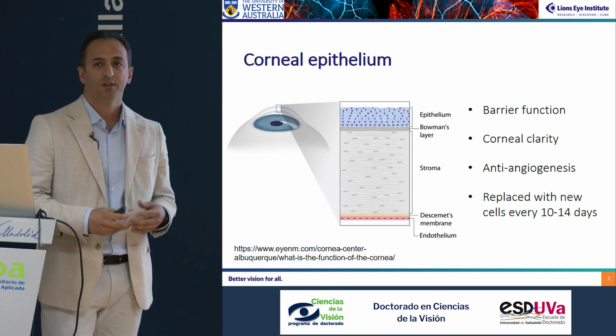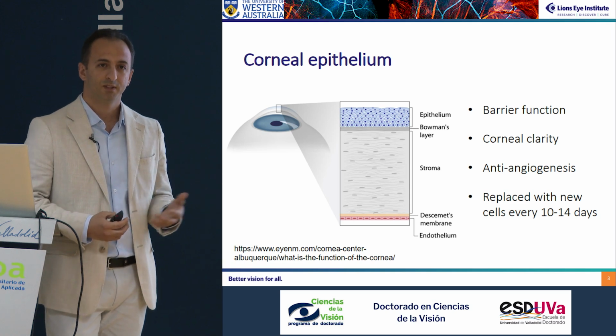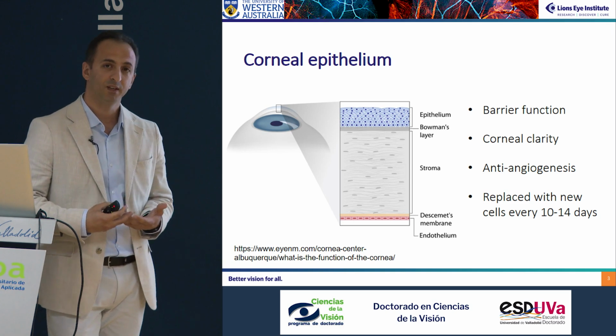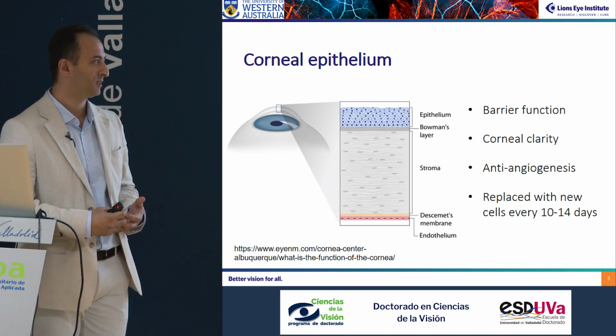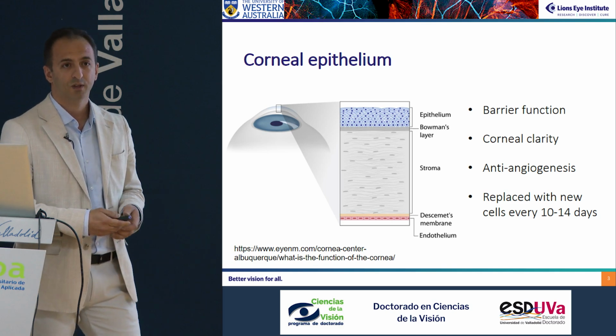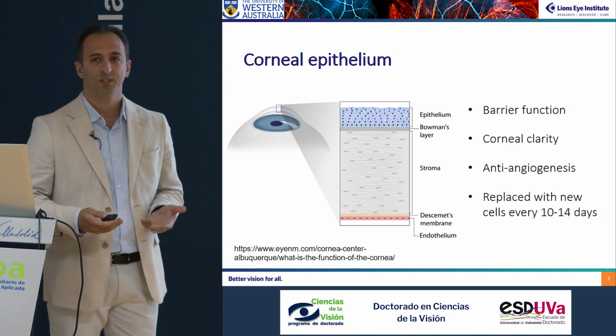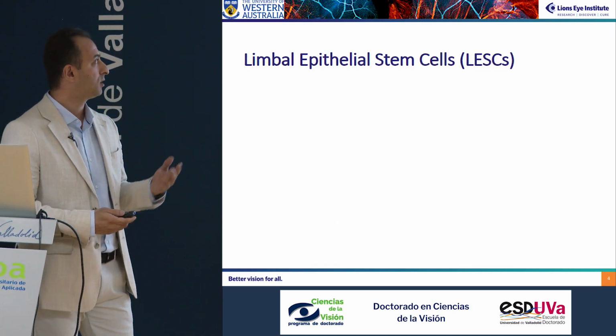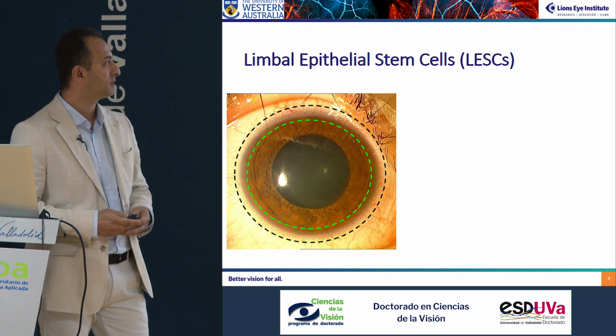And like any other epithelium in the body, corneal epithelial cells also are replaced with new cells every day, and it takes 10 to 14 days for the whole corneal epithelium to be replaced with new cells. So everywhere that cells are being replaced with new cells, we need stem cells. And the stem cells in the cornea are called limbal epithelial stem cells.